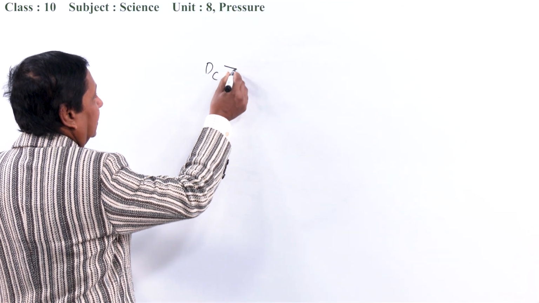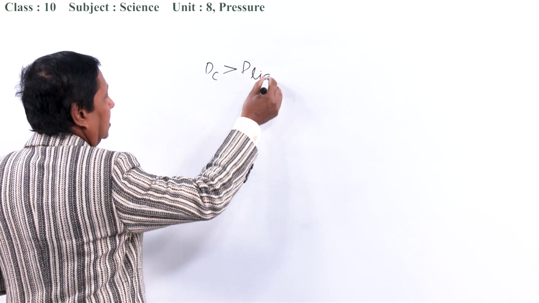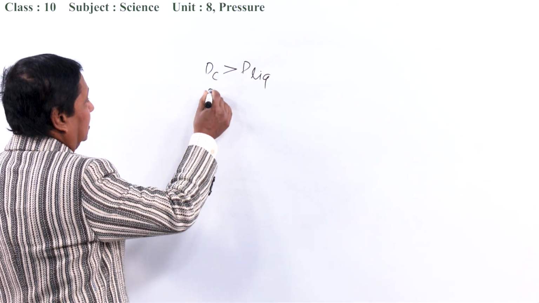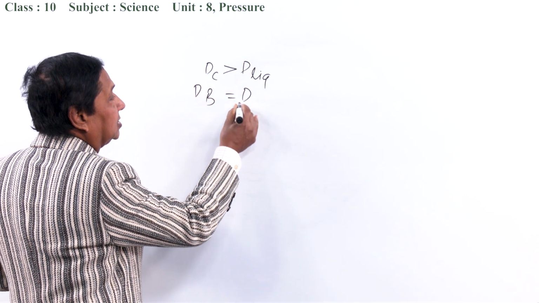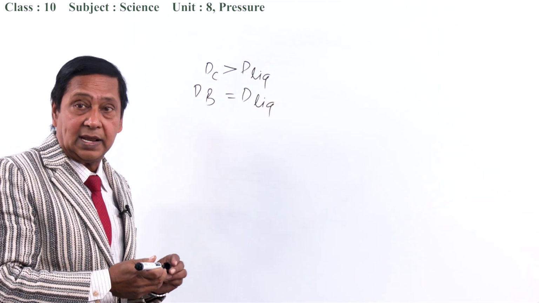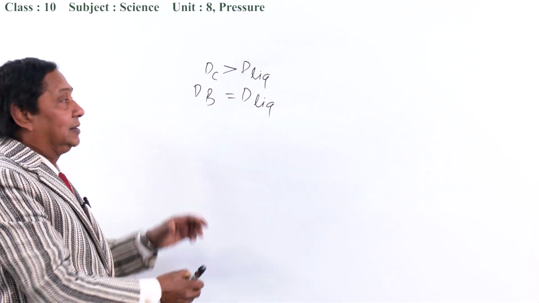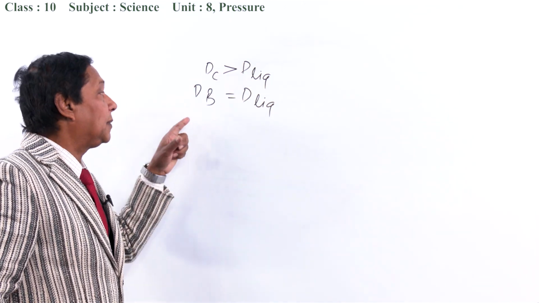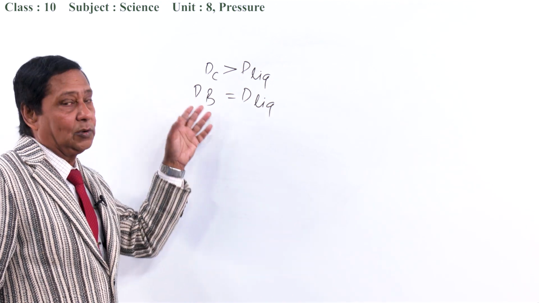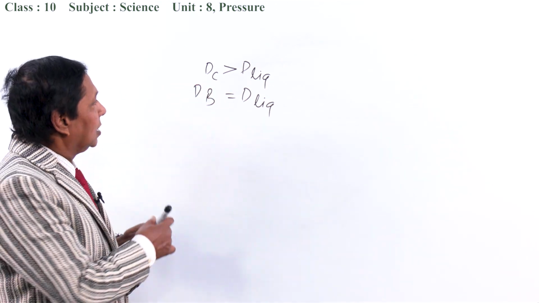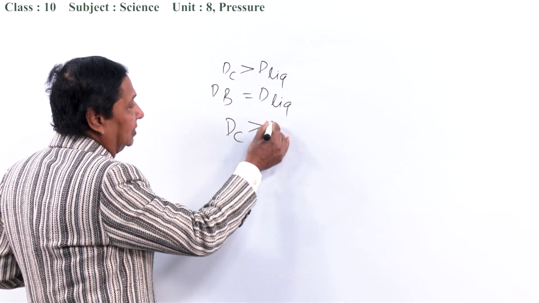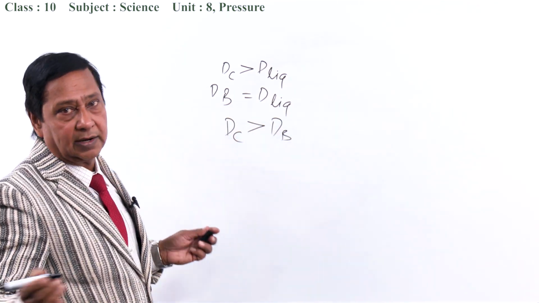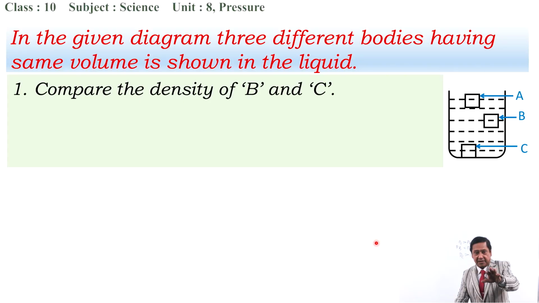Density of C is greater than density of liquid because it is sinking. But density of B is equal to the density of liquid because it is suspended. If a body sinks in the liquid, then its density is greater than the liquid. If a body is suspended in the liquid, then its density will be equal to the density of the liquid. So we can declare that density of C is greater than density of B.